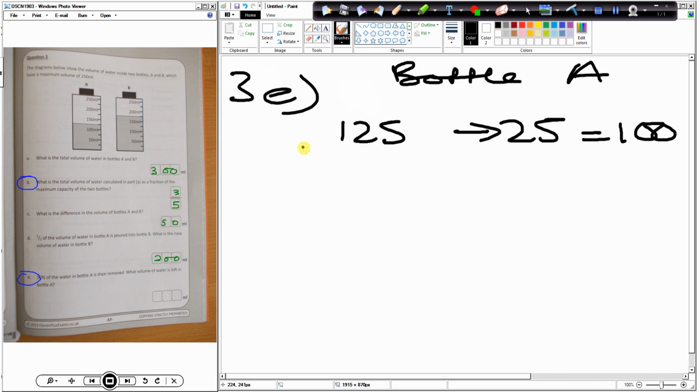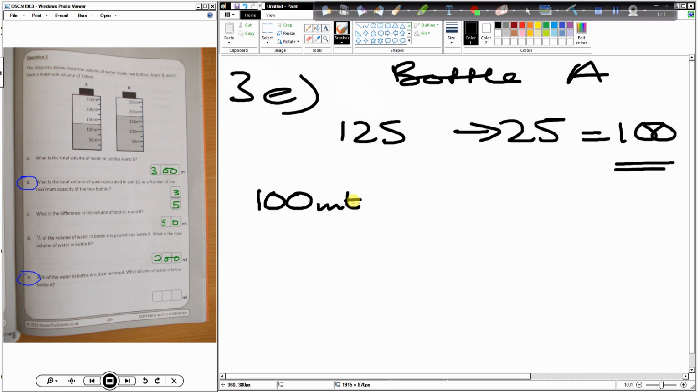Question 3E. 50% of the water in bottle A is then removed. Now we know from the previous question that 25 milliliters of the water in bottle A was put into bottle B as part of part D. So that leaves us with 100 milliliters in bottle A.